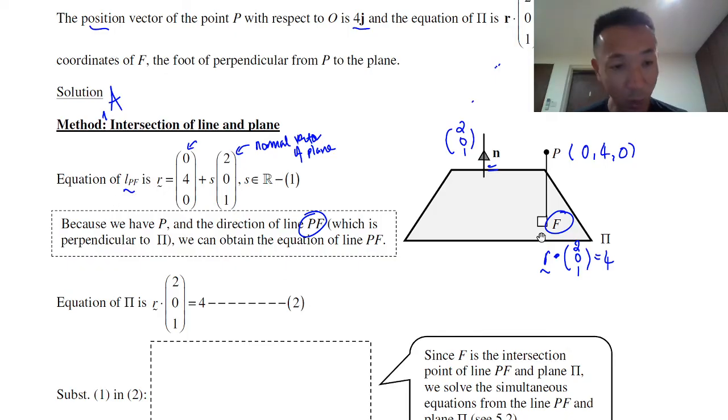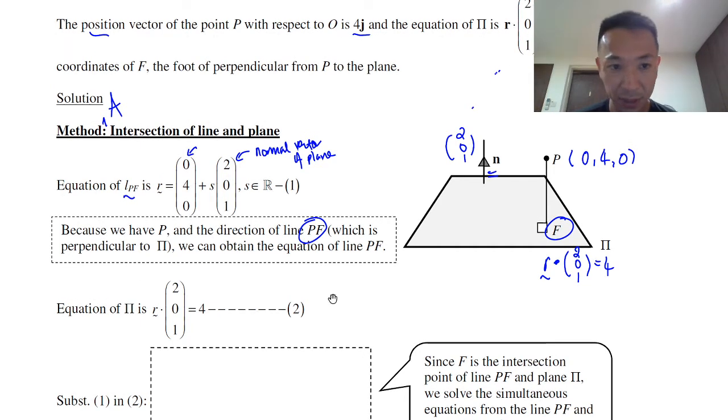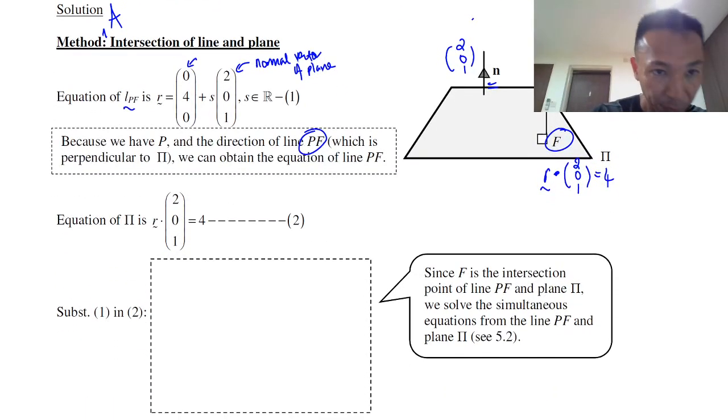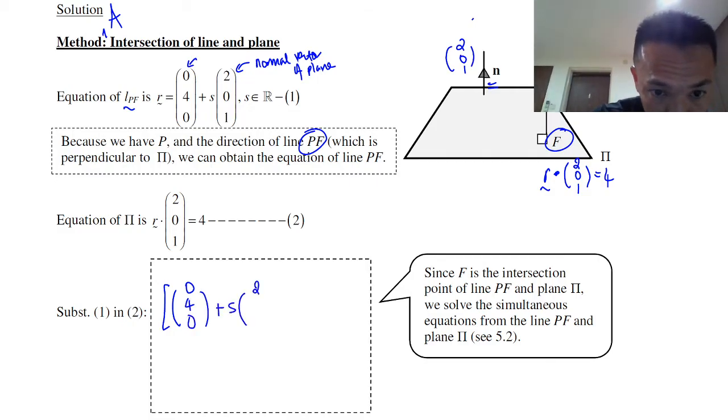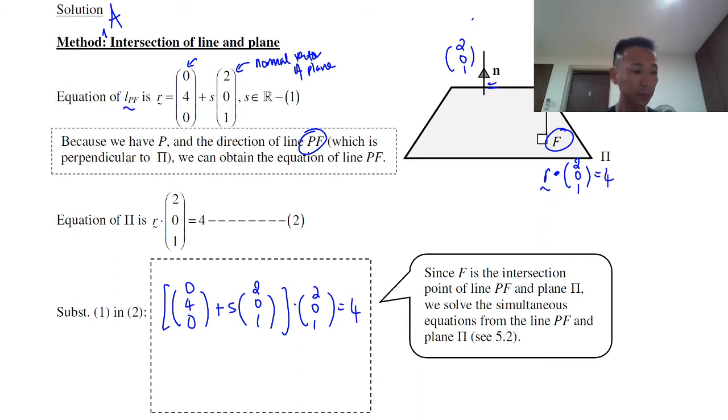Now, do we know the equation of the plane? Of course we do. It's given here. So all you need to do is solve simultaneous equations. You have easily done that in Vectors 5. We will substitute 1 into 2. You will get (0, 4, 0) plus s(2, 0, 1), dot (2, 0, 1), equals 4. And you take the dot product.